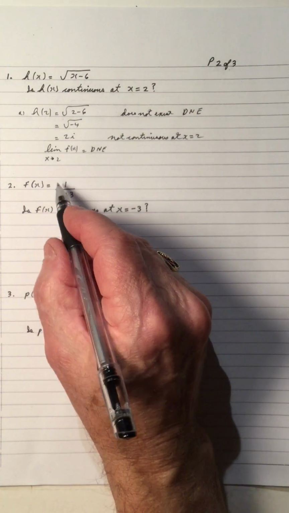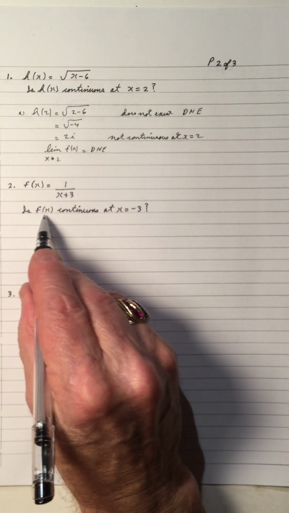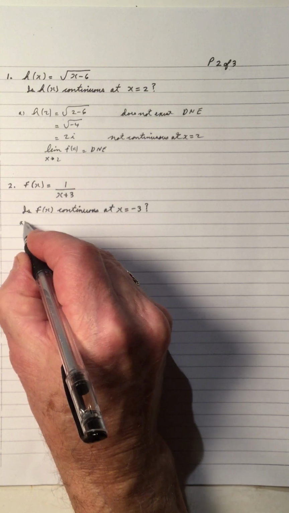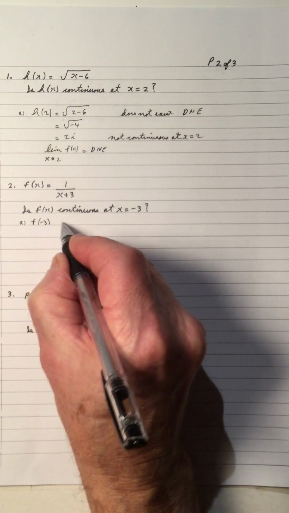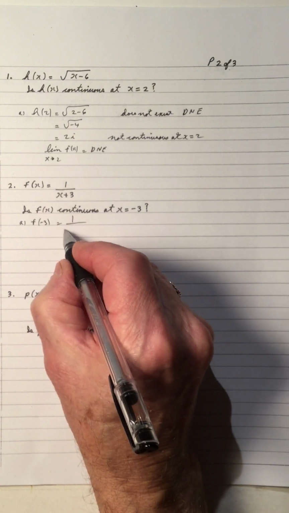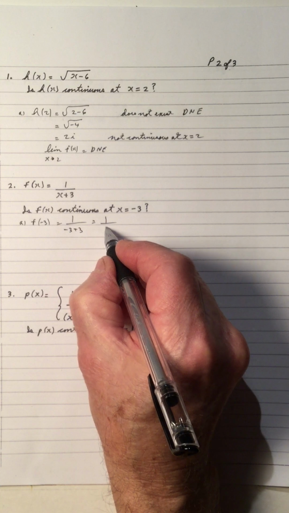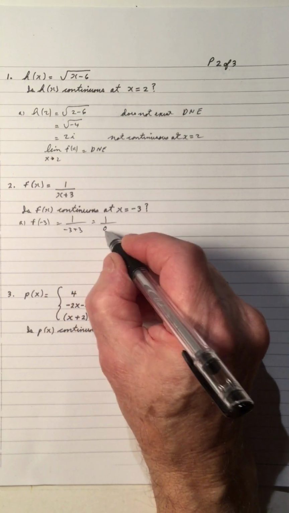Number 2, f of x equals 1 over x plus 3. Is f of x continuous at x equals negative 3? Again, condition A is f of negative 3. So we sub in negative 3 plus 3. That's 1 over 0.